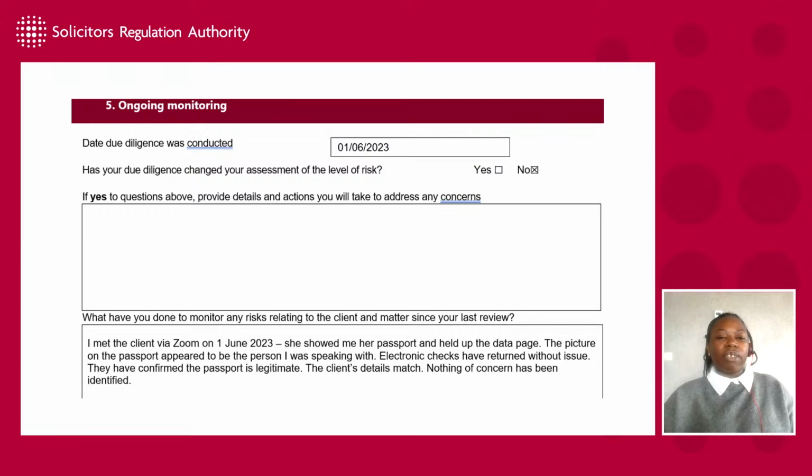And finally, I'd like to emphasise that the risk assessment should be reviewed as many times as is necessary for the level of risk applicable to the client and or the matter. And I'll pass you over to Declan now for some key takeaways.